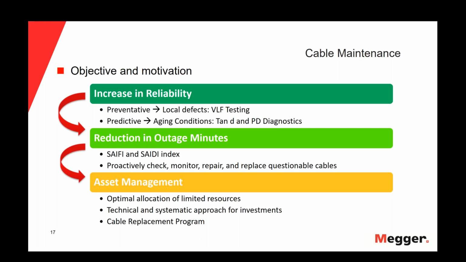And we would like to keep the SAIFI and the SAIDI indexes very low, and we need to have an asset management. We need to have an optimal allocation of the limited resources and a technical and systematic approach for the investment. In other words, what we need to have is a cable replacement program.